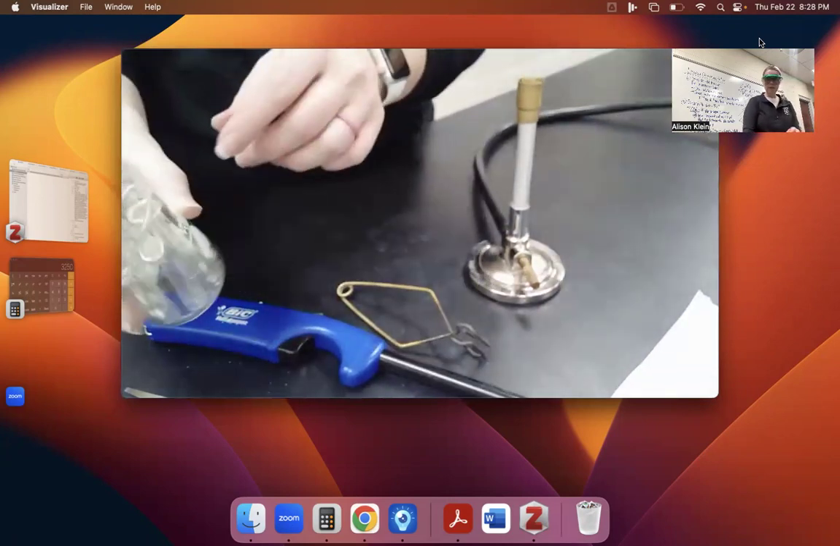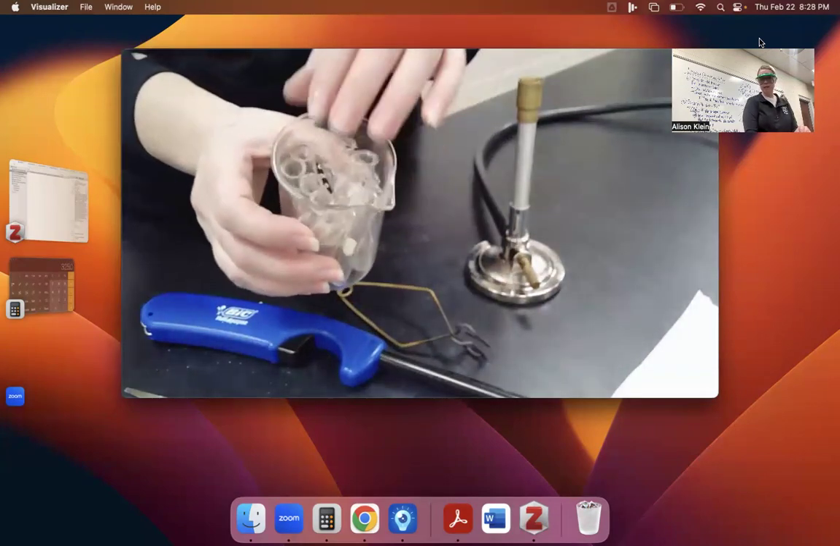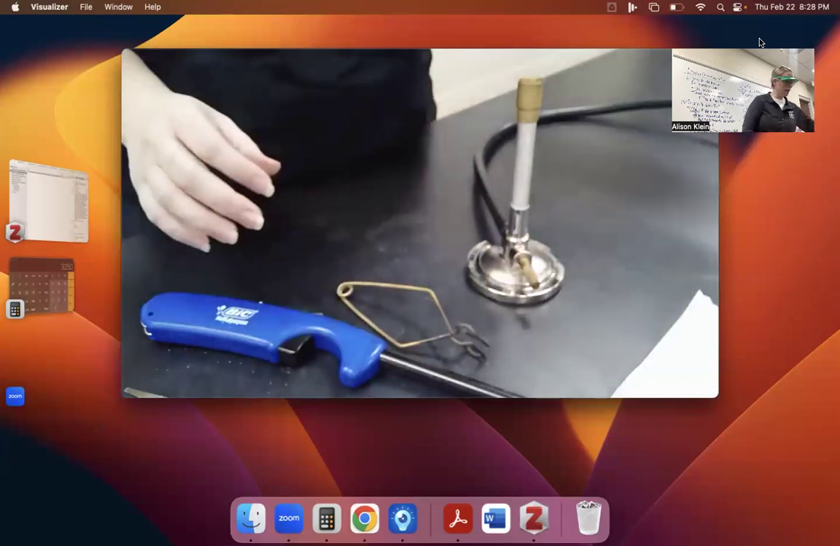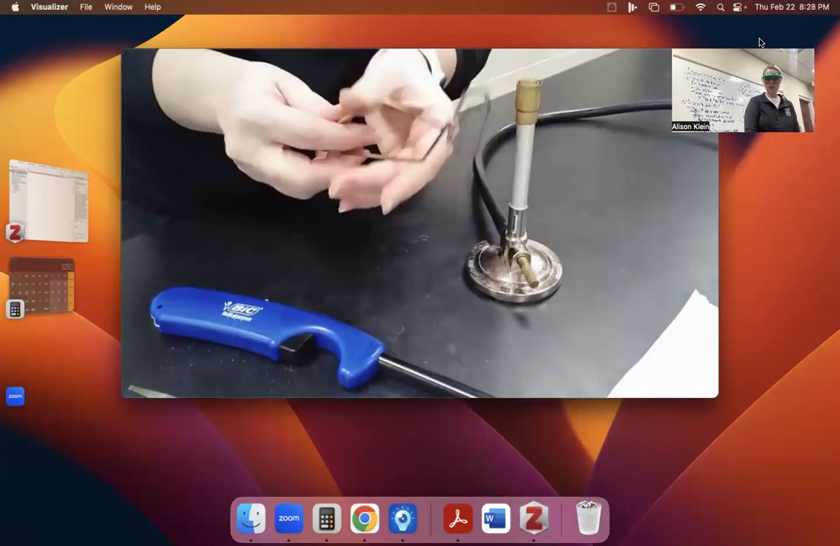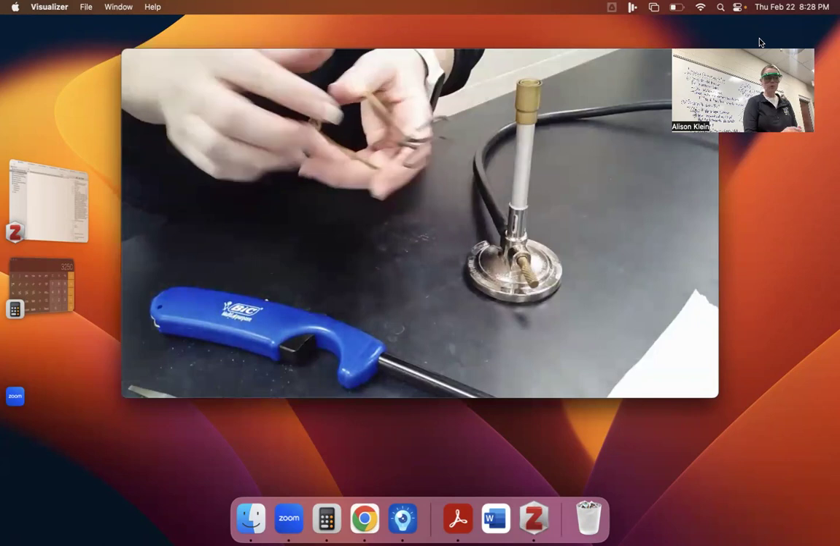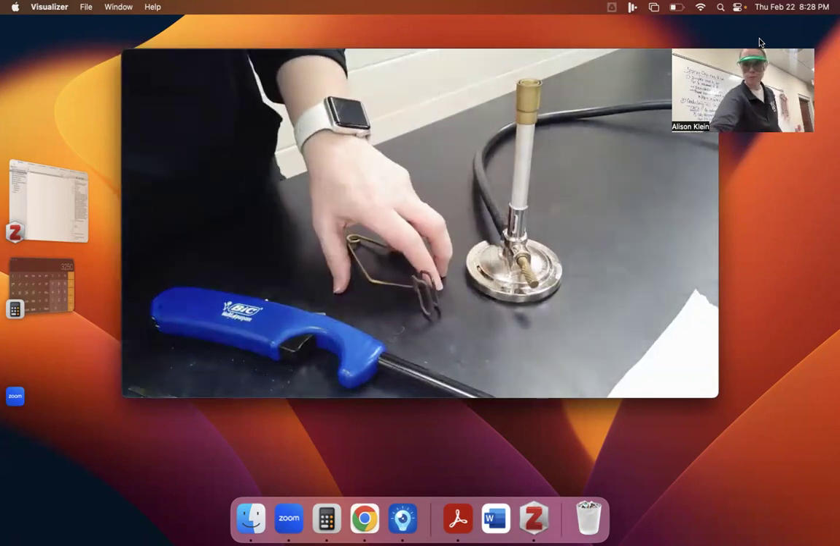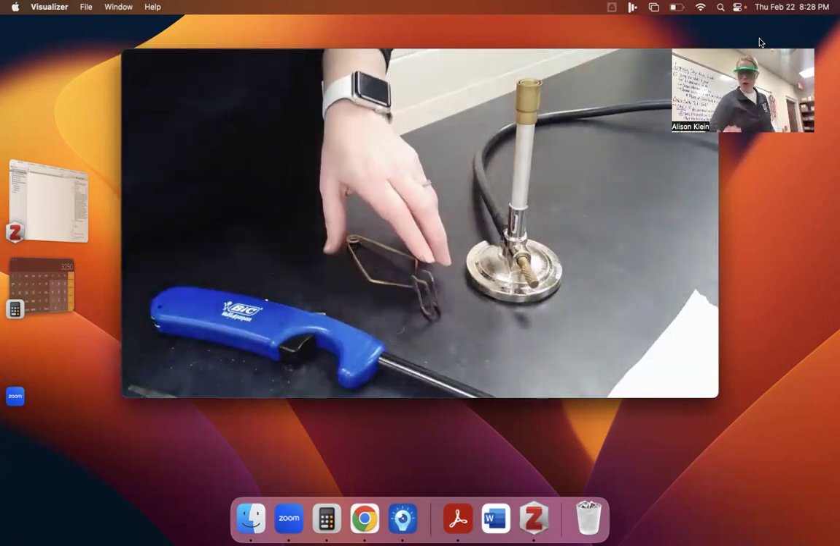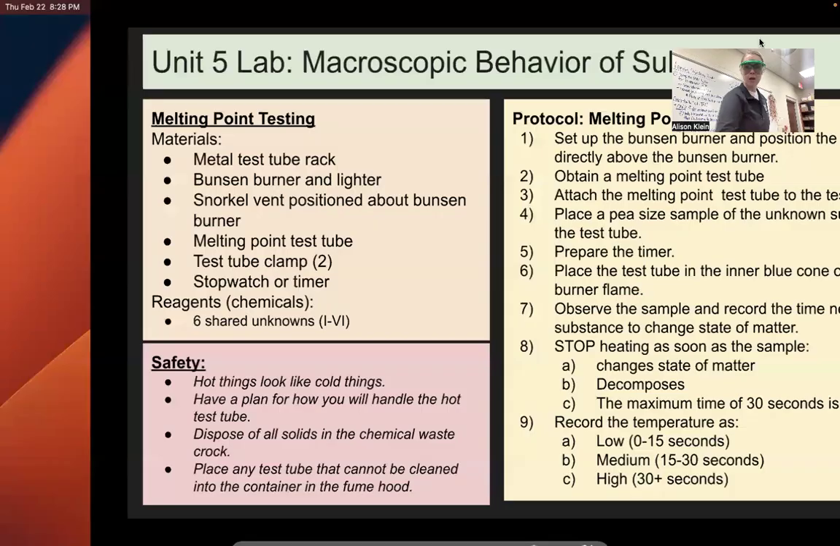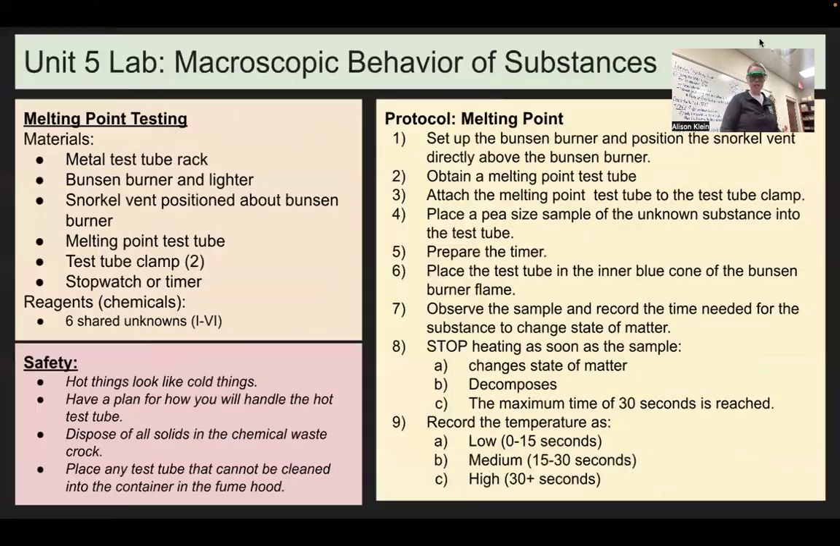So I'm going to need a melting point test tube for each of my 6 unknown substances today. And I'm working with the test tube clamp because the test tubes are smaller in diameter. So I am no longer working with my solutions test tubes. For the melting point, we have our metal test tube rack, our Bunsen burner. Our snorkel vent is positioned above our Bunsen burner.